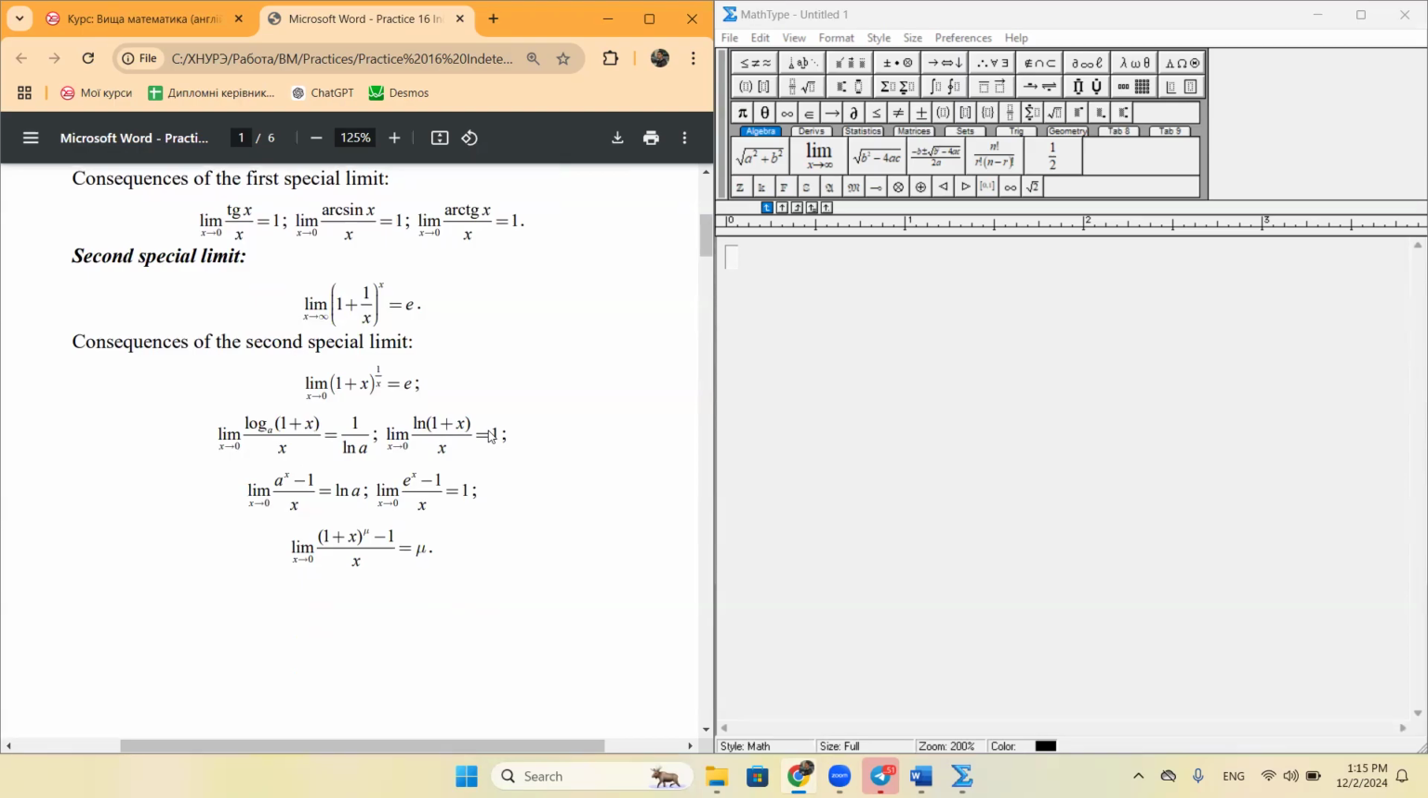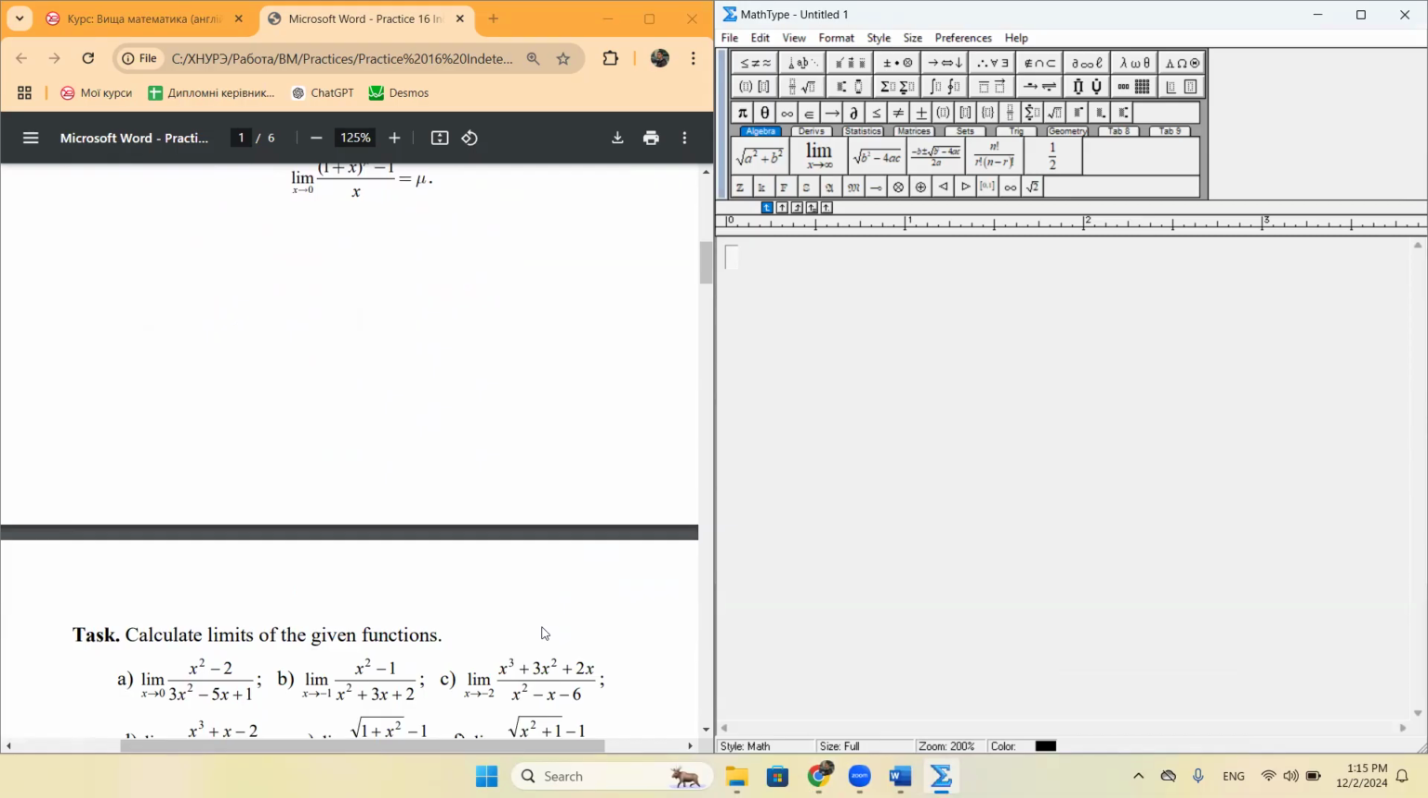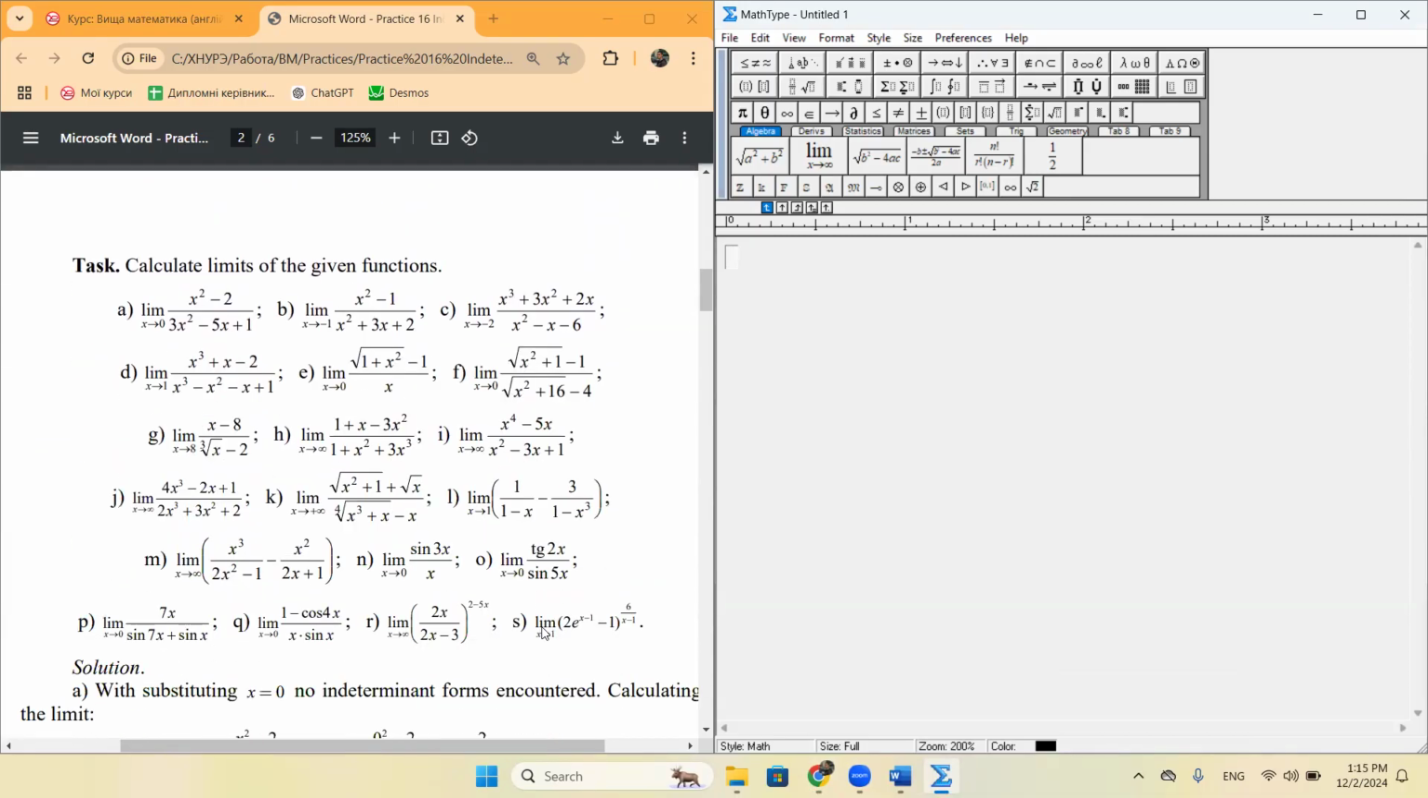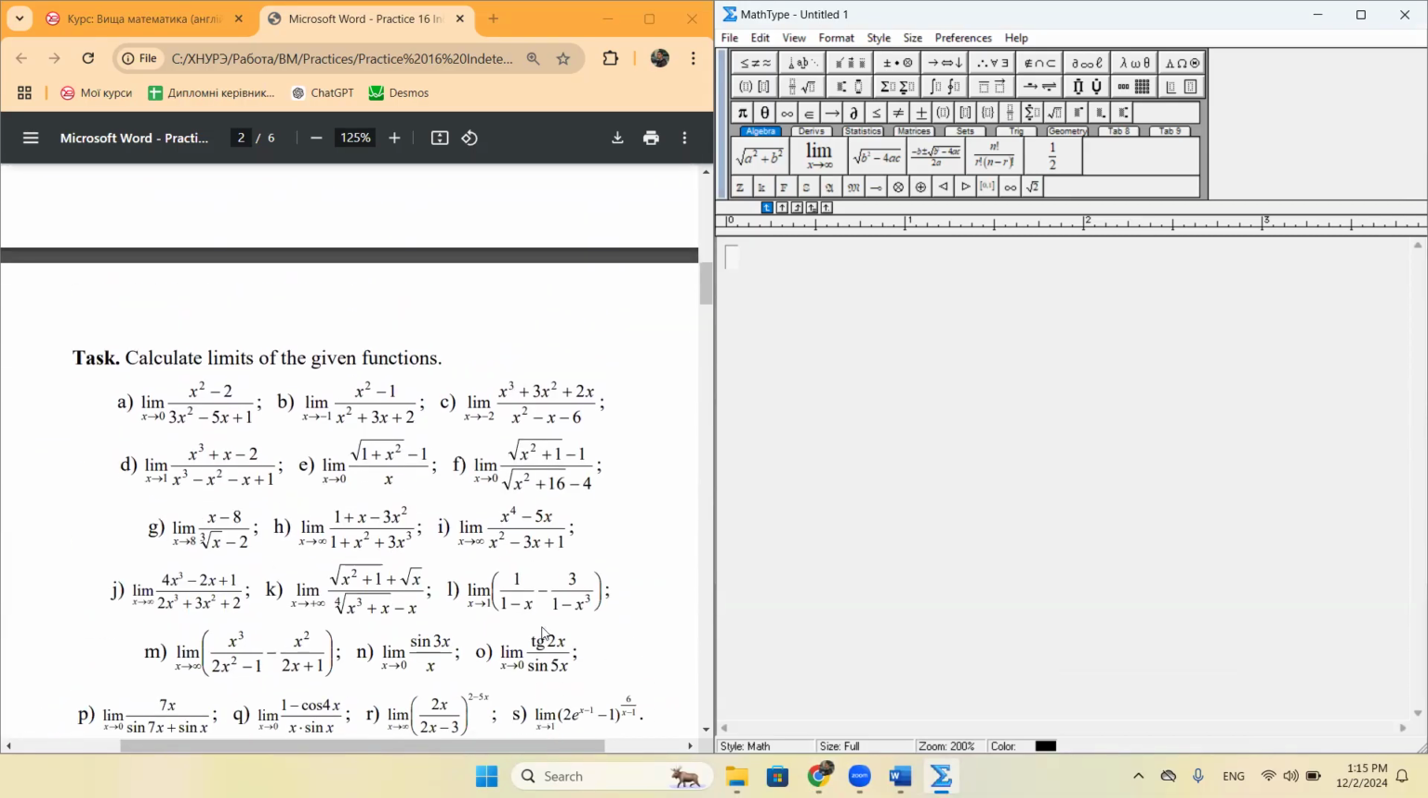Any questions about theory now? No. Okay, if no questions, let's start solving tasks. We will calculate all these limits. Maybe not all of them, but the main part. Maybe some of them that look similar, we will skip, depending on the time. So the first limit. Let's start the calculation.